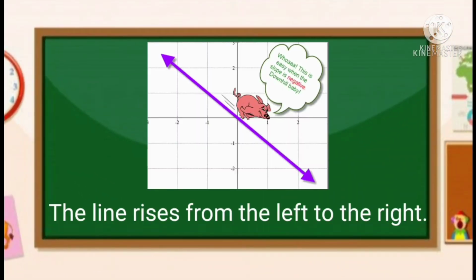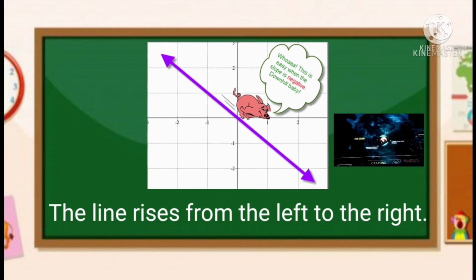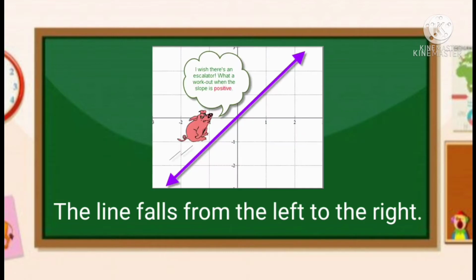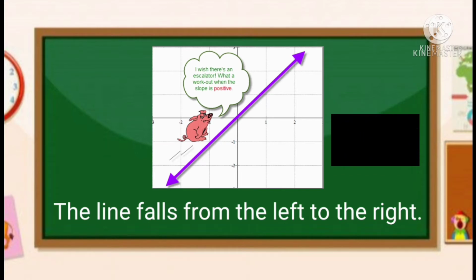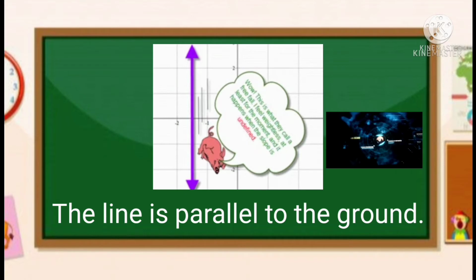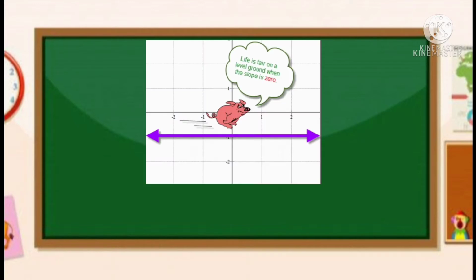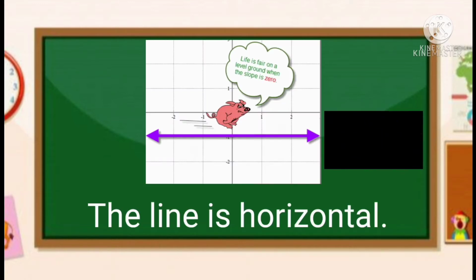First picture. The line rises from the left to the right. Second picture. The line falls from the left to the right. Third picture. The line is parallel to the ground. Last picture. The line is horizontal.